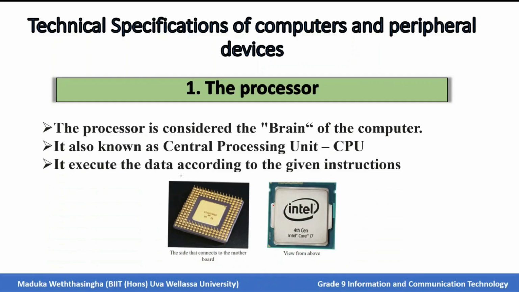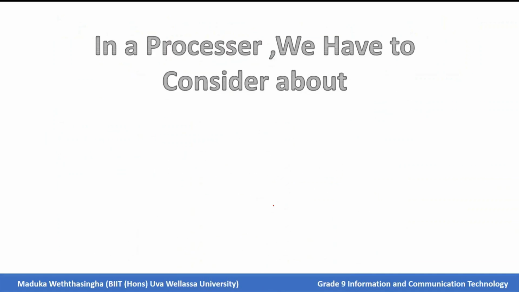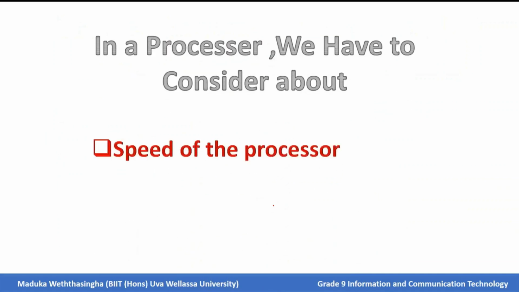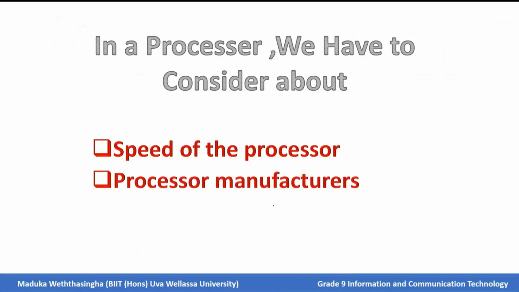It executes the data according to the given instructions. So the processing part is done here. Now we are going to purchase a processor. In a processor, we have to consider the speed of the processor, processor manufacturers, and types of processors. Then we need to consider its speed, their manufacturers, and the type of the processor.